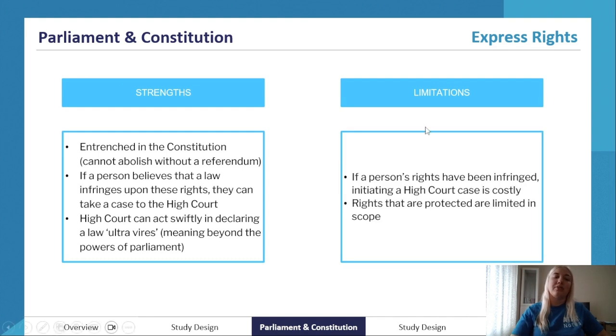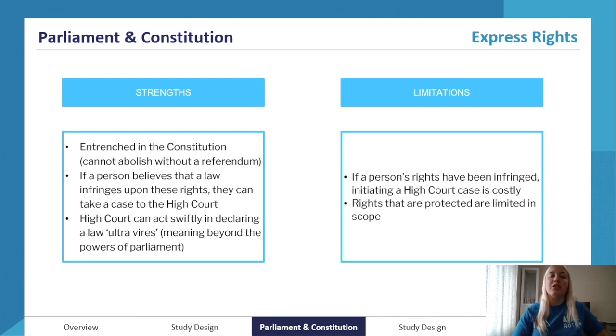So that's another strength. The High Court can act very quickly and declare any law that breaches an express right ultra vires. You need to know this term. And this term means beyond the powers of Parliament. So a law that is actually illegal for Parliament to create because it breaches something in the Constitution, ultra vires.